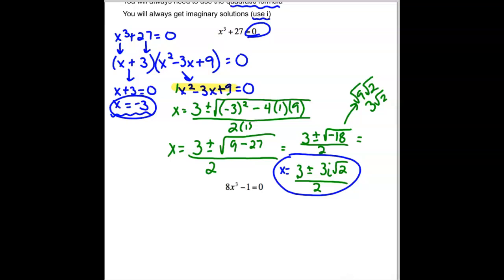I'm sorry, I see a mistake I have here. I was doing the subtraction in my head. 4 times 9 was 36, so this should be a 27.